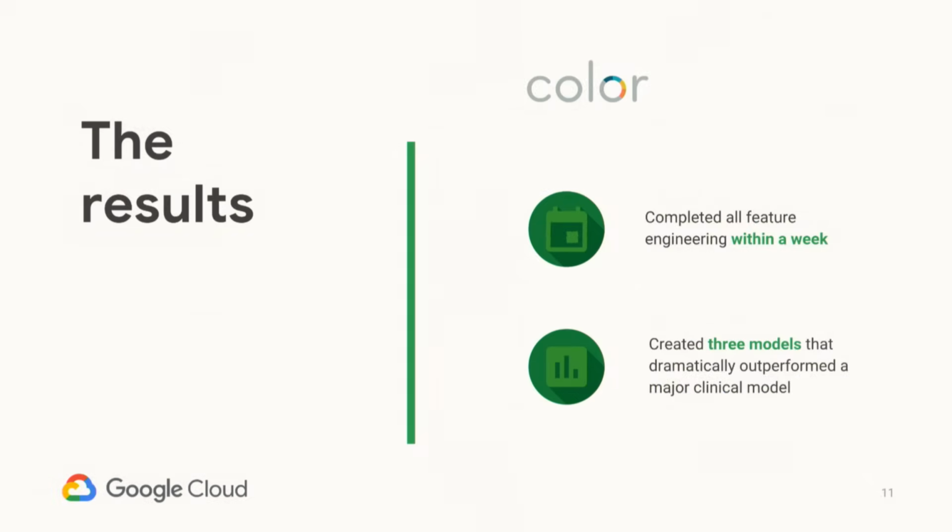Well, they got all the feature engineering done in 1 week, and they created 3 novel models that outperformed an existing major clinical model for predicting certain biomarkers. In fact, their test, which is actually designed for cancer, they found out worked in a completely unrelated therapeutic area. This is really exciting. It may become a publication, may become a novel test, but we're really excited about the kinds of results that our customers are achieving by joining their genomic data with other data types using BigQuery.